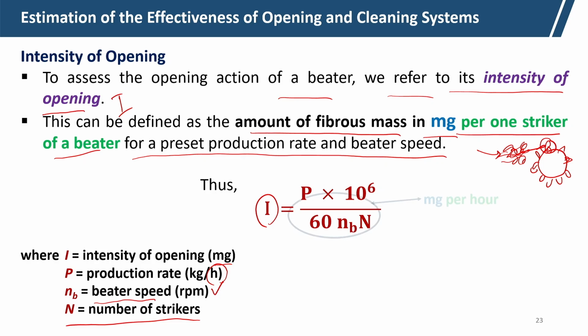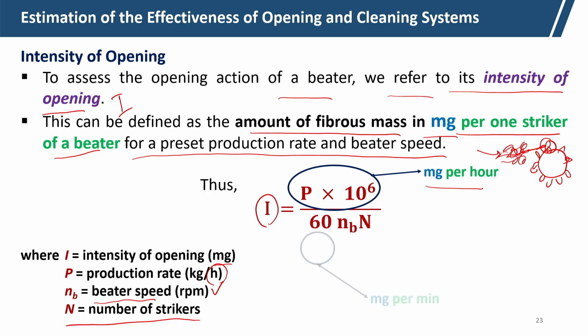Now, try to see here: P multiplied by 10 to the power 6. P is in kg per hour. If we convert it to milligrams per hour, it becomes P multiplied by 10 to the power 6 milligrams per hour. If we divide by 60, it is milligrams per minute. So, per minute, how much material is being fed to the beater.